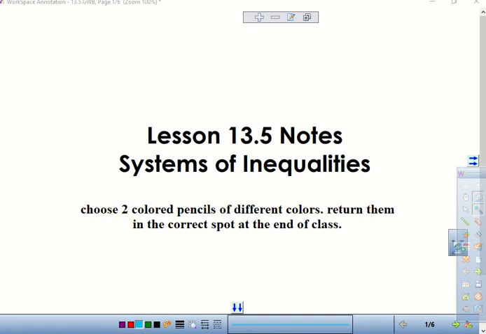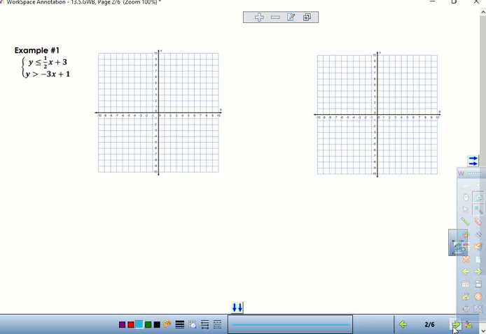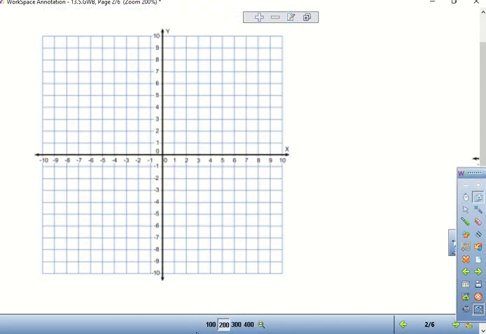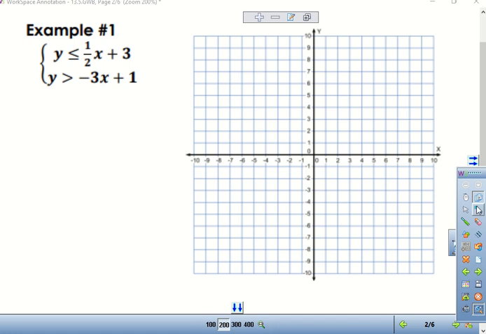Alright, so today we're going to be doing 13.5, which is systems of inequalities. So, first thing we're going to do is basically graph both of these sets of inequalities. And when we do that, we are going to find what the shaded regions are, and we'll talk about what they represent. So for the very first one, I'm going to start at the y-intercept, which is at 3.